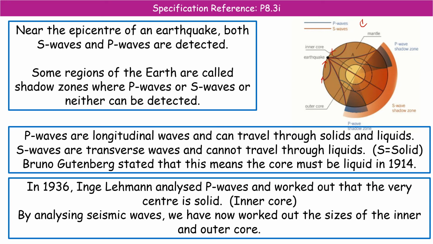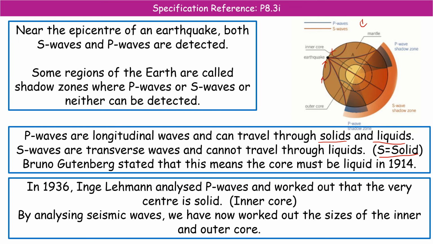The reason for that is down to those individual waves and their features. When we're talking about P waves, these are longitudinal waves and they can travel through both solids and liquids. Whereas the S waves are transverse waves and they can only travel through the solids. So they cannot travel through a liquid.